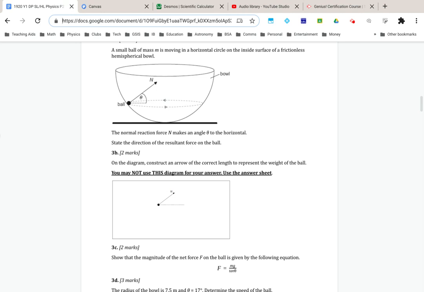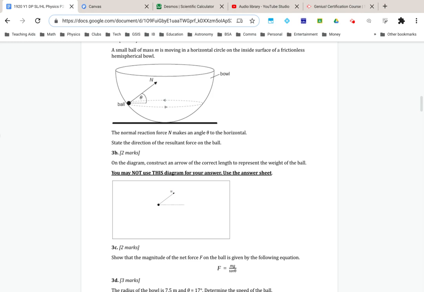State the direction of the resultant force on the ball. We've got circular motion that's going around and around in this circle. And so we know that the resultant force must be a centripetal force, and therefore it must point towards the center of the circle. Now, a lot of students make a mistake and they say that the force points towards the center of the bowl.